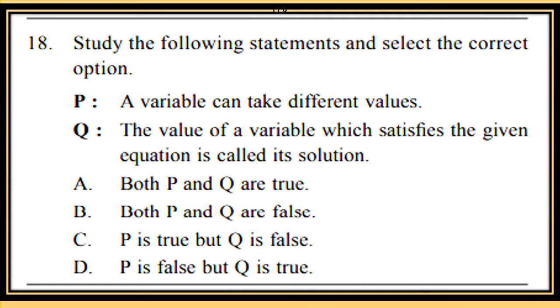Study the following statements and select the correct option. P. A variable can take different values. Q. The value of a variable which satisfies the given equation is called its solution. Now P, a variable can take different values. We know a variable can take different values. Q. The value of a variable which satisfies the given equation is called its solution. This is also correct.